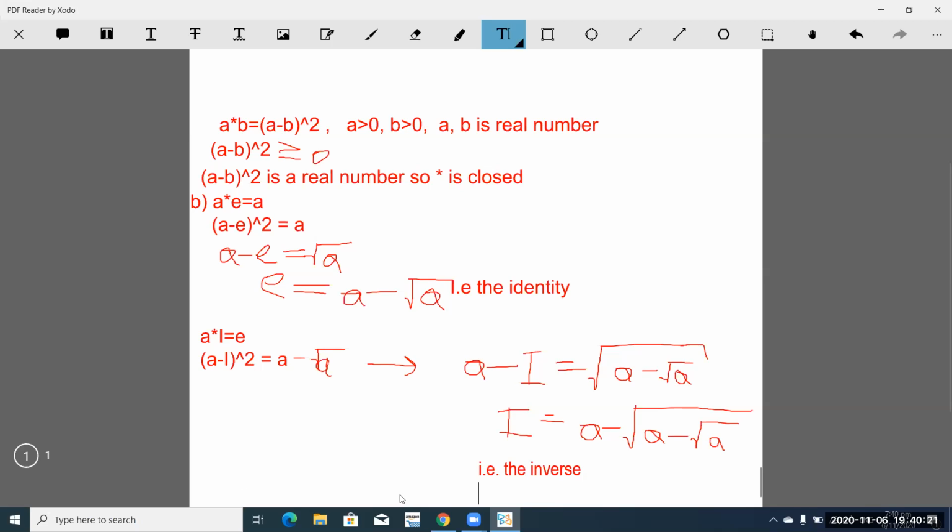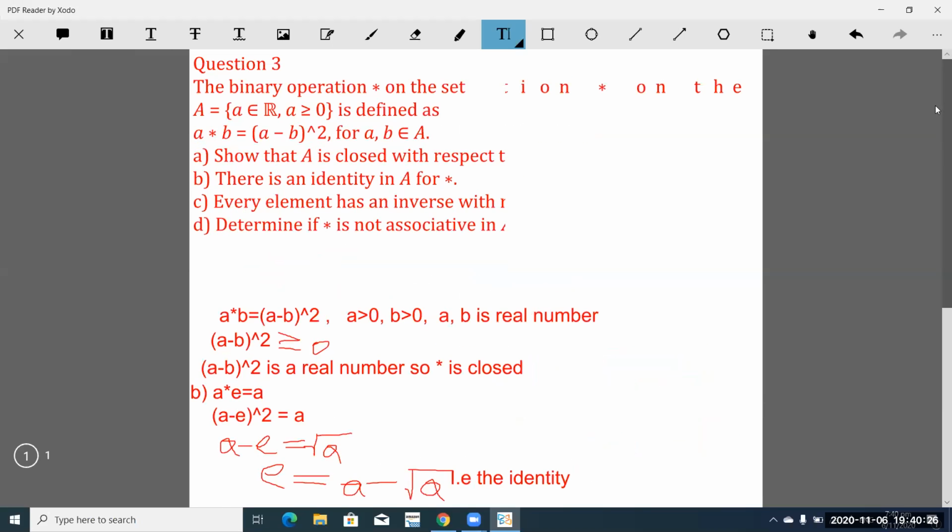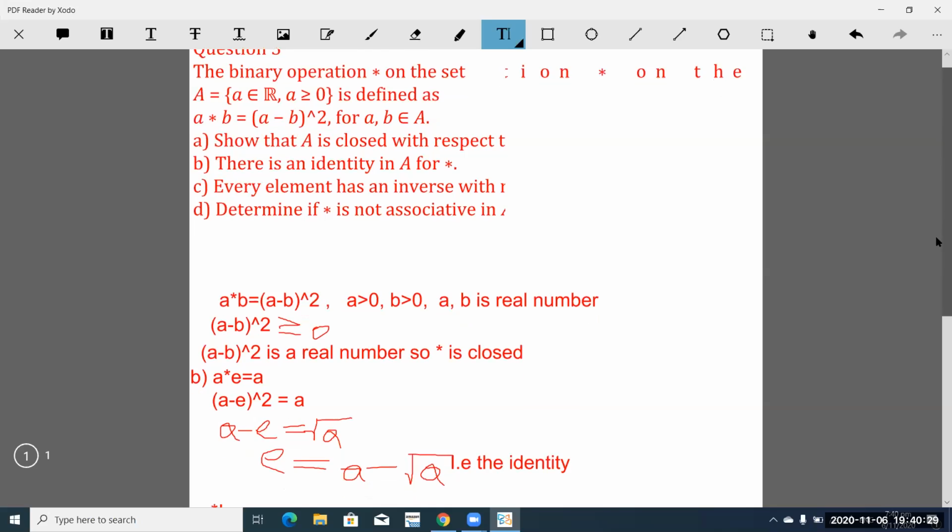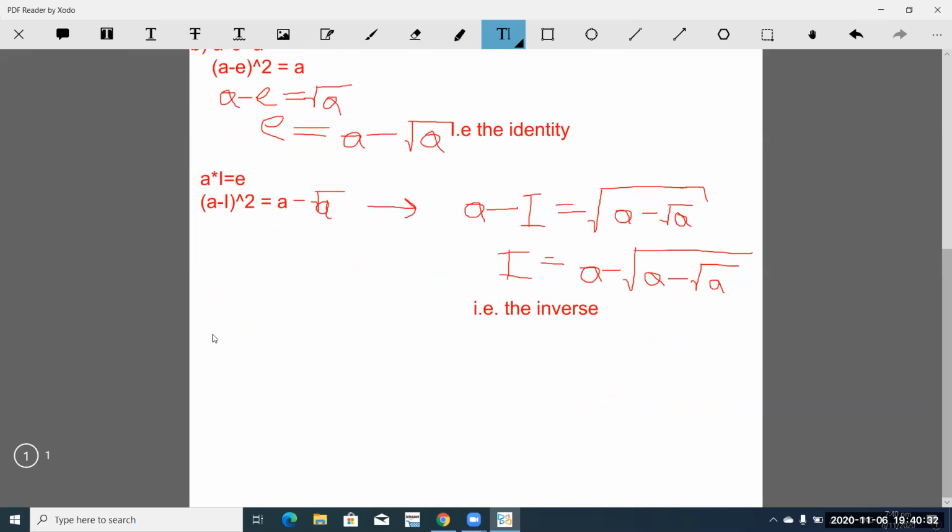All right. Now that we have found the inverse, the last part of the question said, determine if star is associative. How are we going to determine if star is associative? What's the equation we should use to show star is associative? A star bracket A star B close bracket star C, and then A star open bracket B star C. Very good. Brilliant. That's how we show that star is associative. So let's check it out.